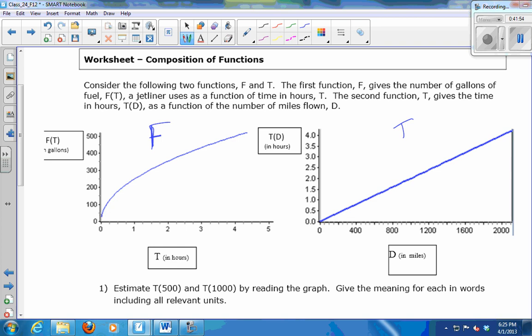Okay. F of T, T of D. So the variable letters are the first letter of the thing it represents. So D represents distance, T represents time, and F represents fuel usage.